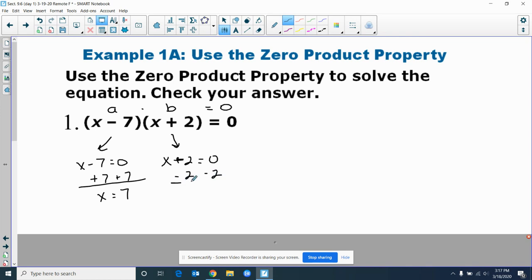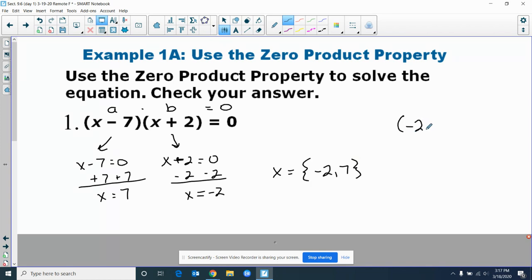Subtract 2, I get x equals negative 2. Now, when we write this answer, since we have two separate answers, I got to write it in these braces. And I usually write the smallest one first, not that I would take off, but that's usually how it's written.